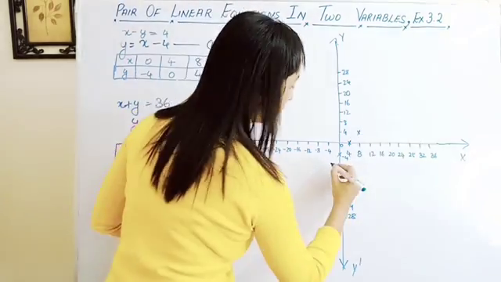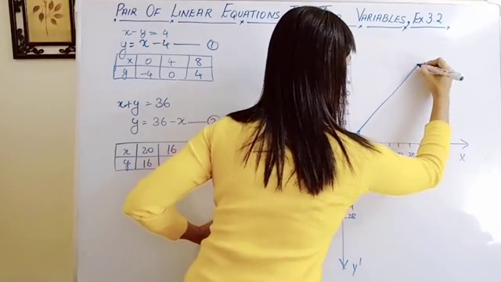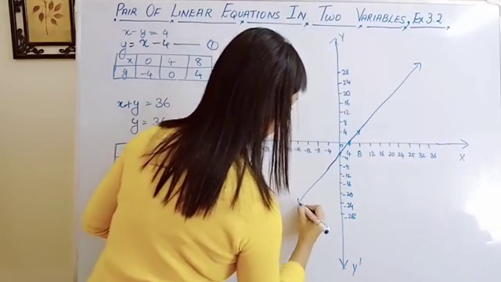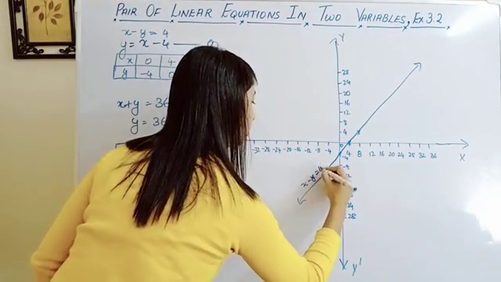So this is a point. So now let's draw the line joining all these 3 points. You get a line like this. And you name this equation as x minus y equals 4.